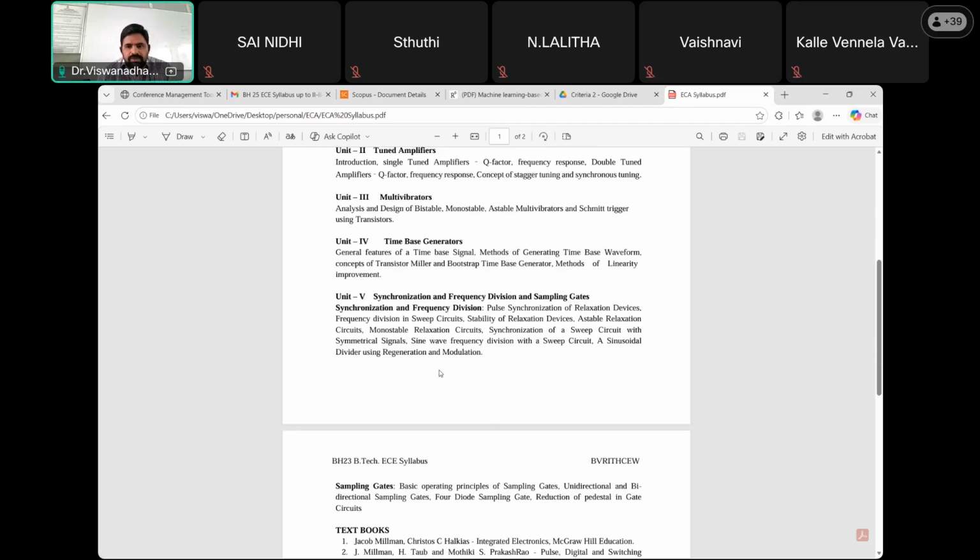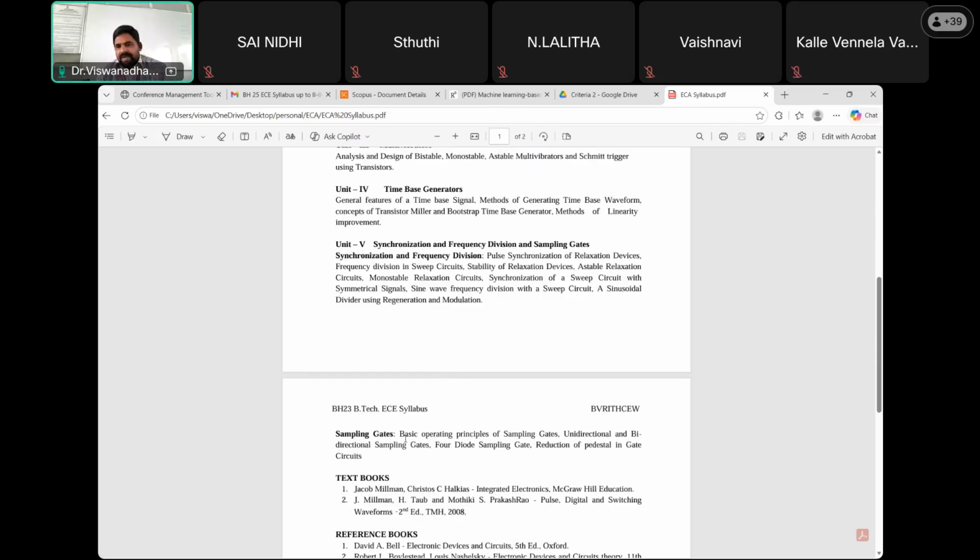In the 5th unit, first go to the second part. It is a very, very easy part: sampling gates. Here also there are 3 circuits: unidirectional, bidirectional, and 4 diode. With respect to these 3, you need to write the operating principles of sampling gates, for every question.